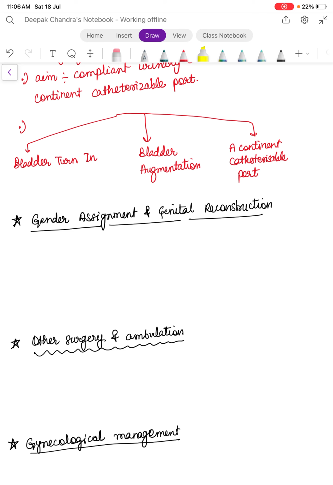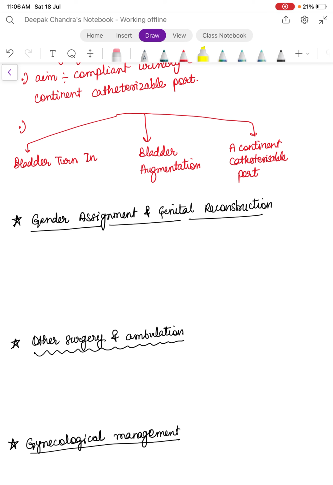Other surgeries include the neurosurgeries, sometimes extensive gut resections, and then the management of the upper tract injuries. And then the orthopedic problems include CTEV sometimes. So the long-term management has an impact.